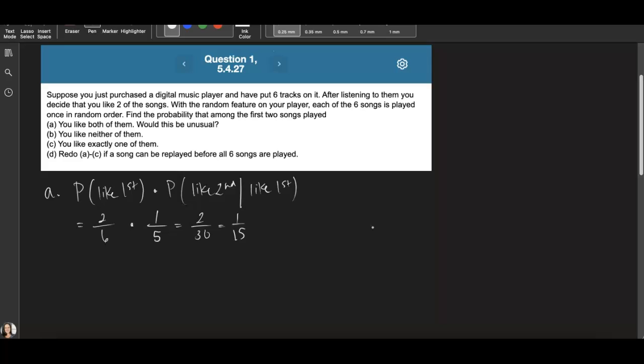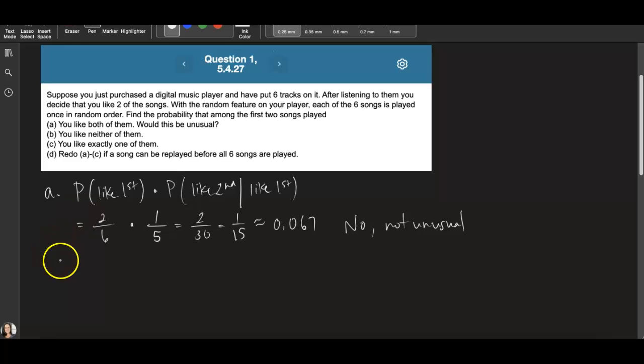Now, because this one's asking us this additional question, is that unusual? I will express that as a decimal, 0.067 approximately. And using 0.05 as a mark for unusualness as far as probabilities go, this one's greater than 0.05. So we would say no, this one is not unusual because this probability is greater than 0.05.